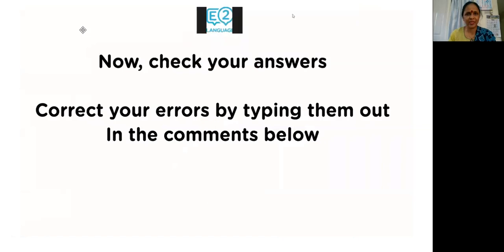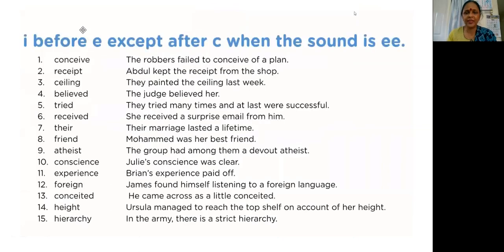See, conceive, receipt, believe, tried, friend, atheist, conscience, experience, foreign, conceited, height, hierarchy, higher. Whenever there is that I sound, then the words are spelled EI. But otherwise, most of the time it is IE. I before E, except after C.